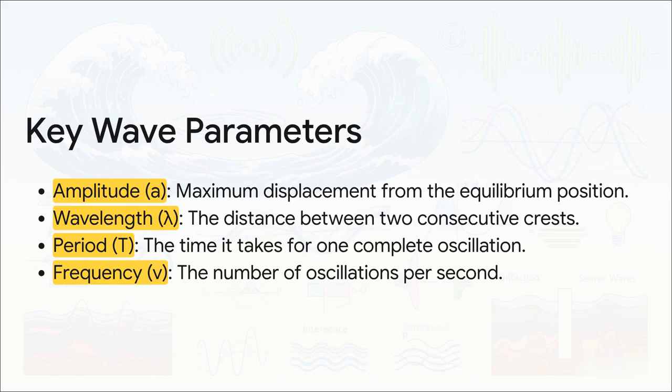Okay, so these four terms are basically the essential building blocks for describing any wave. We've just seen amplitude, A, and wavelength, lambda. Next up is the period, T, which is just the time it takes for one complete oscillation to pass by a certain point. And finally, we have frequency, represented by nu and measured in hertz. This is the number of complete oscillations per second. And you know what? It's simply the inverse of the period. They're two sides of the same coin.